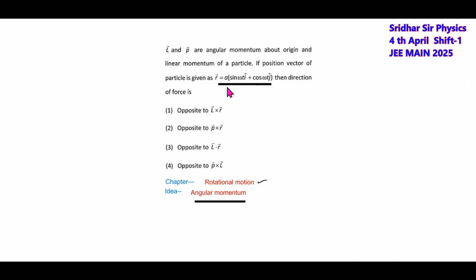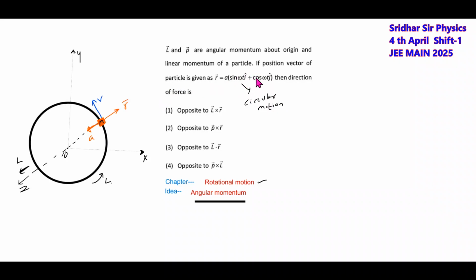Now what does this position vector represent? It represents circular motion. About the origin, it is moving in a circular path. Look at this equation: it represents the circular motion of the particle. The particle is moving in a circular path, the position vector is given by this formula, and it moves with a constant speed.